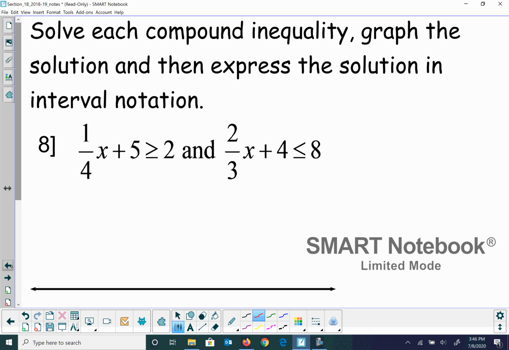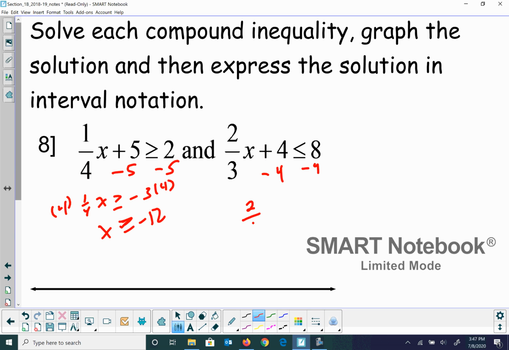All right, the word and. Okay, we saw one that got goofy last time, right? All right, so let's do this. Subtract 5, subtract 5. So I get 1/4 x greater than or equal to -3. Multiply each side by 4. So x is greater than or equal to -12. Okay. Same thing on this one. Let's see, subtract 4, subtract 4. So I get 2/3 x is less than or equal to 4.